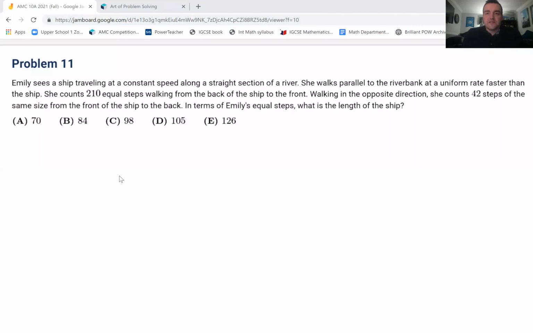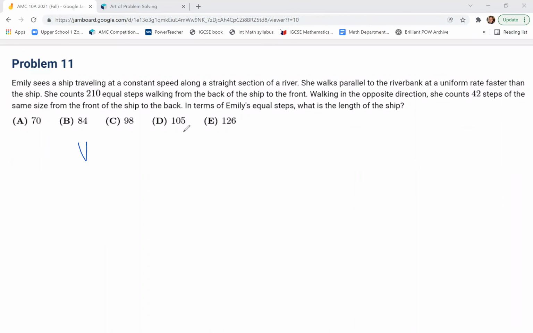All right, I'm gonna start number 11. Emily sees a ship traveling at a constant speed along a straight section of a river. She walks parallel to the riverbank at a uniform rate faster than the ship. She counts 210 equal steps, walking from the back of the ship to the front. Walking in the opposite direction, she counts 42 steps of the same size from the front of the ship to the back.